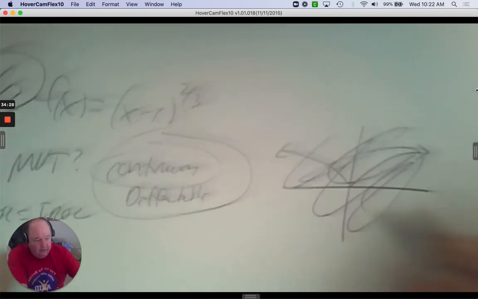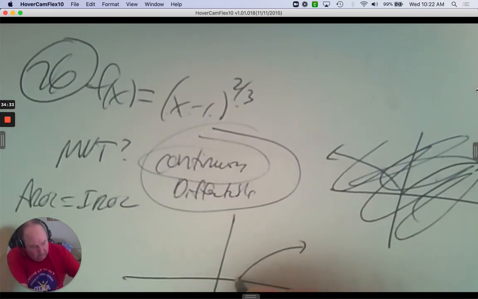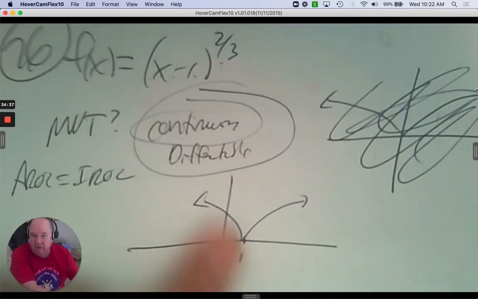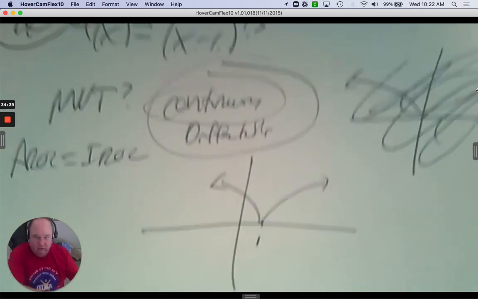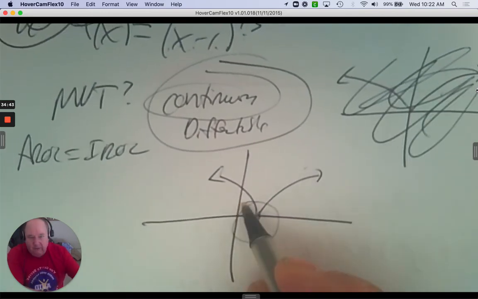So let's write it properly. If I graphed it, it's been shifted 1 to the right, where that vertex is right there. And that's what it would look like. So that means shifted 1. That's what the picture of 2/3 looks like. Can you see that it's continuous, but it's not differentiable there?